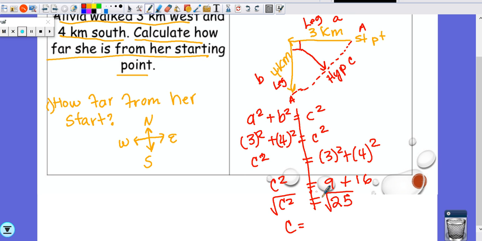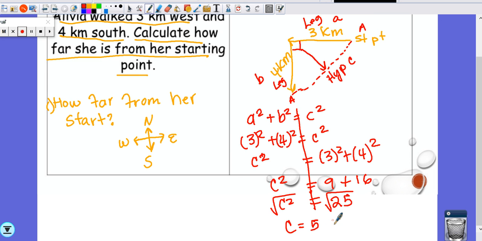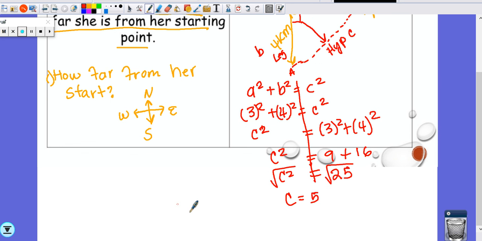And you can use your calculator if you don't know those square roots off the top of your head. So let me show you. Square root of 25, and we get 5. But that's one of those square roots you should know. So that means Olivia is 5 kilometers from her starting point.